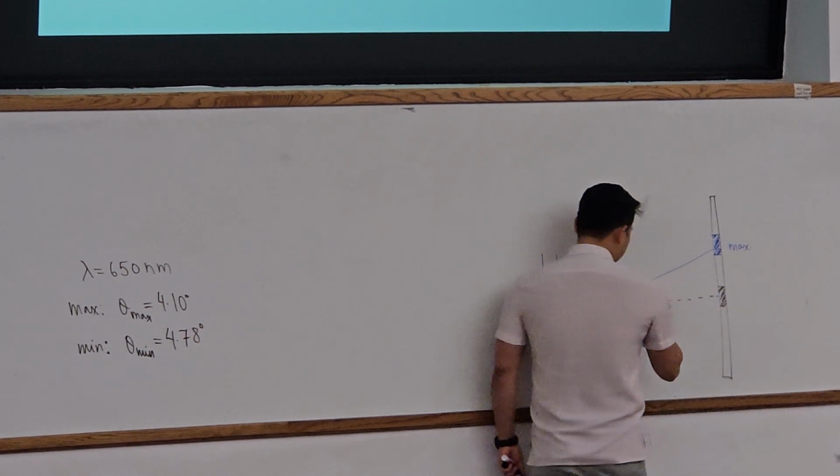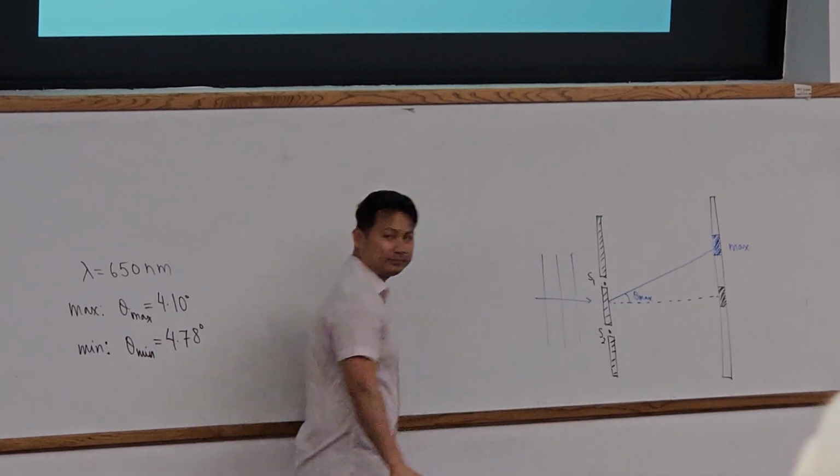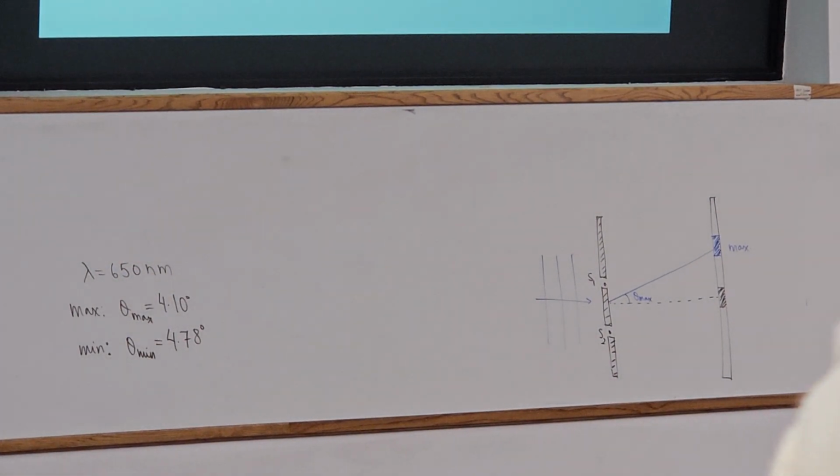The maxima is seen at some angle over here. A maxima is seen at an angle of 4.10 and the next minima at 0.78 degree. That's very, very important over here. The word is called next minima.